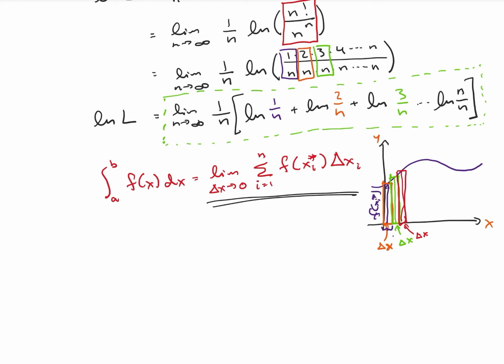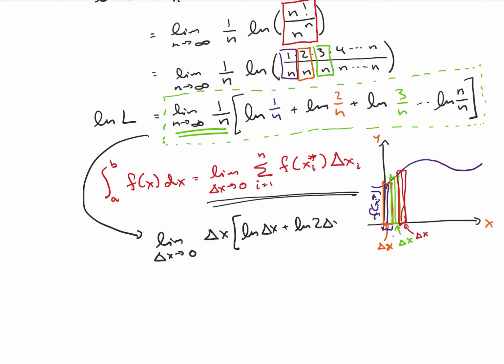So what's the limit as n approaches infinity of 1 over n? So the limit as n approaches infinity of 1 over n is 0. So if 1 over n is treated as delta x, then essentially what we have with this equation is the limit as delta x approaches 0 of delta x times the natural log of delta x plus the natural log of 2 delta x, and so on.